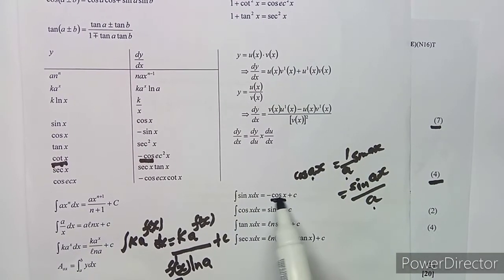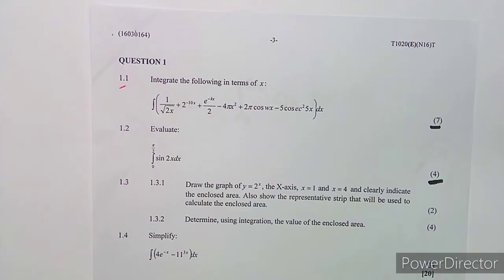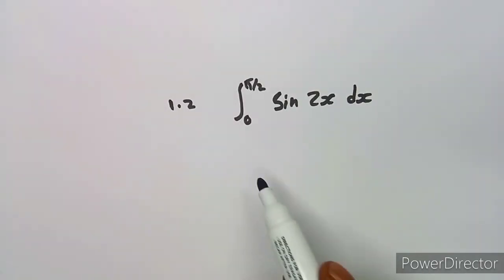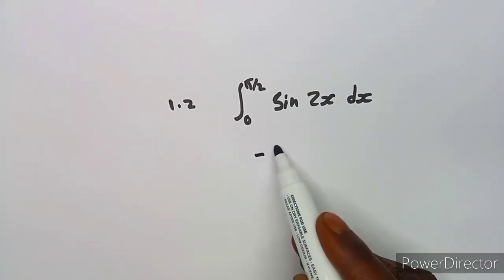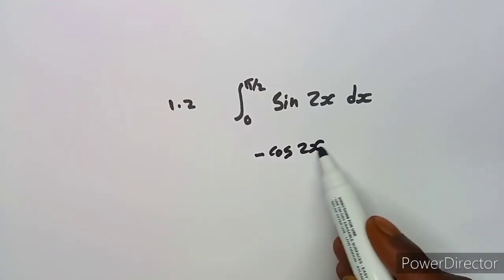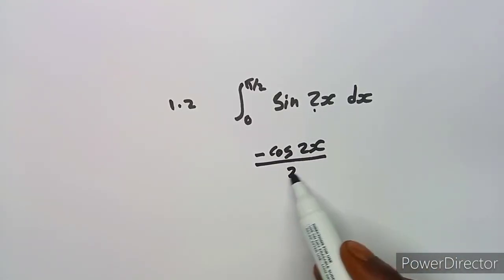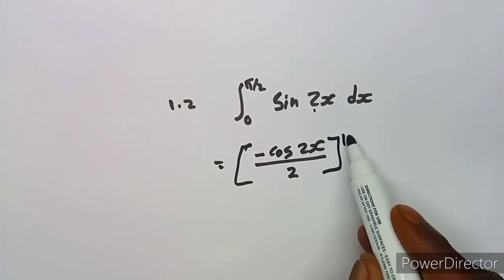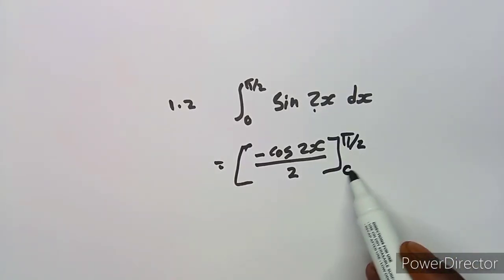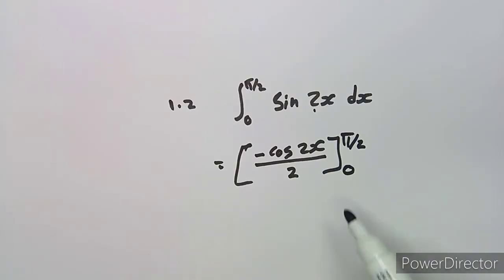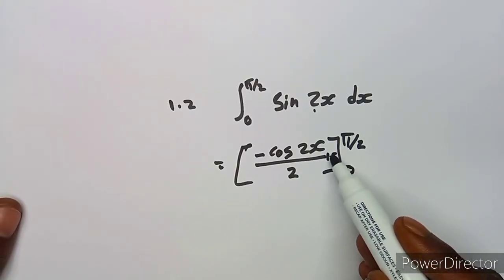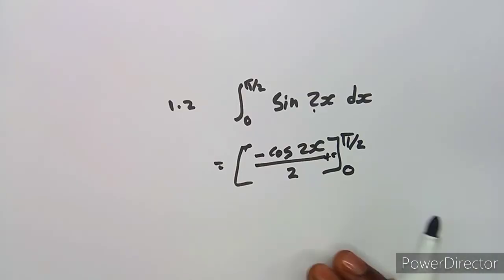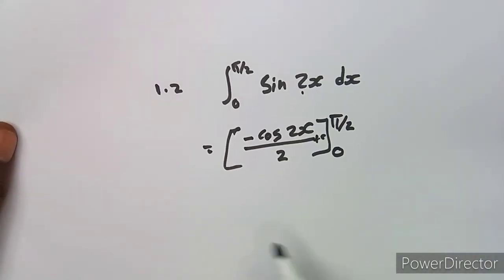So since this is minus cos, we are going to have minus cos 2x over this 2 over 2 like that. That is the integral. Then you put in your limits, which is pi over 2 and 0. The plus c does not matter when you've got limits like that. There's no need for you to write that plus c. Yes, you can write it, but there's no need there.